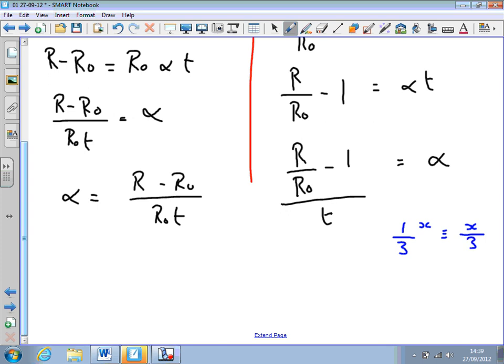Here, instead of writing it as r over r0 minus 1 all divided by t, to make it look a bit nicer, I can call it 1 over t times r over r0 minus 1, to avoid having lots of division fractions under the same thing. So multiplying by 1 over t is the same as dividing by t. So I could write it like that. So in theory, that and that are equivalent.